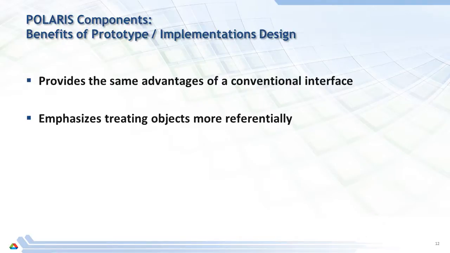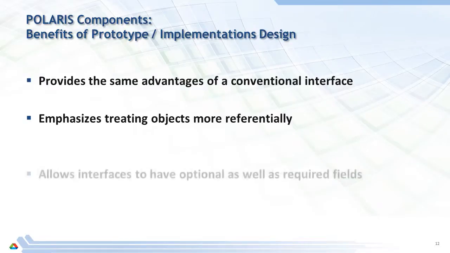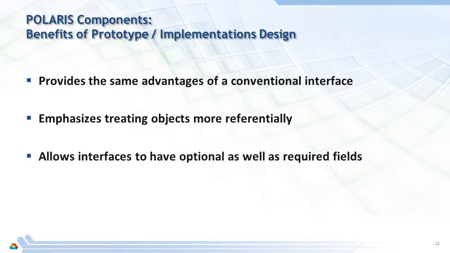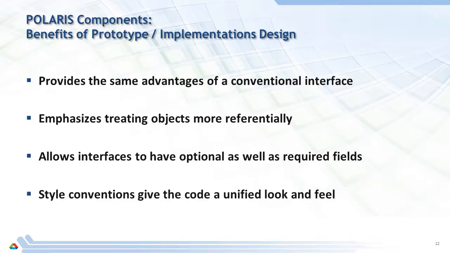In addition, this pattern puts a greater emphasis on referring to objects using type names rather than concrete types. This allows the code to become more referential and qualitative by communicating more information to developers, increasing the code's resilience. The design of the prototype extends interfaces by allowing optional and required members, instead of having all members be required at all times. This allows the prototype to extend to a larger set of underlying classes. These characteristics and style conventions give Polaris objects a unified look and feel, which improves the extensibility and ease of use of the code.